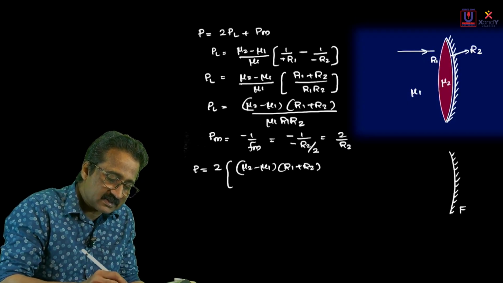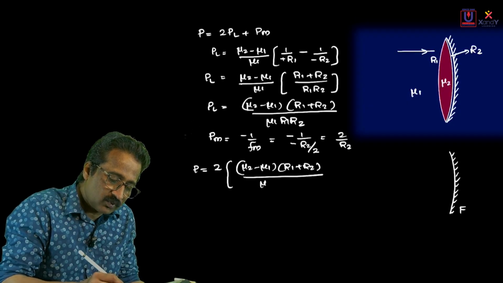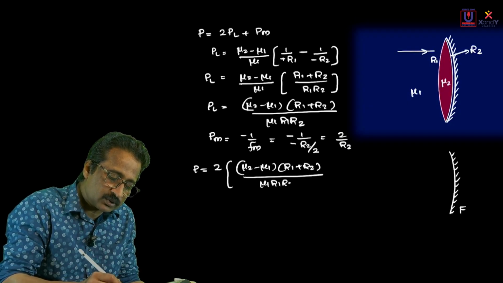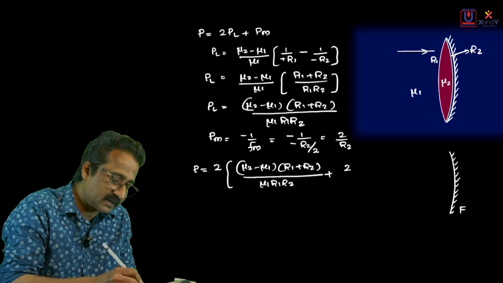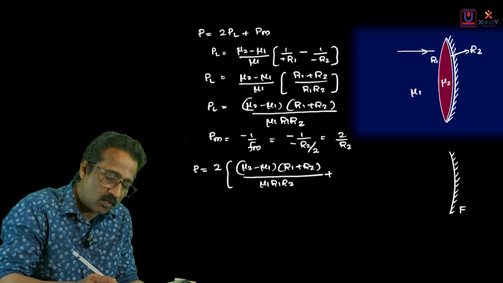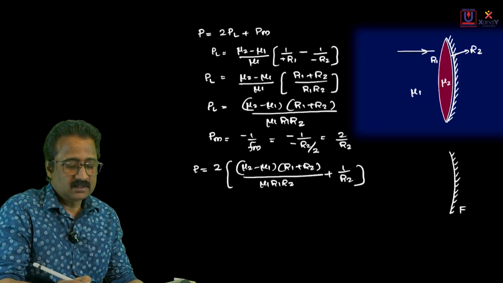Divided by mu1 into R1 R2, that plus 2 by R2. I am taking 2 common, so I can say it is only 1 by R2. I have taken 2 common, so this is 1 by R2. This is the total power.